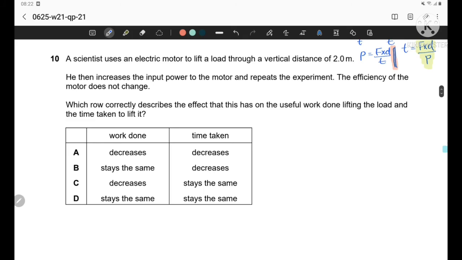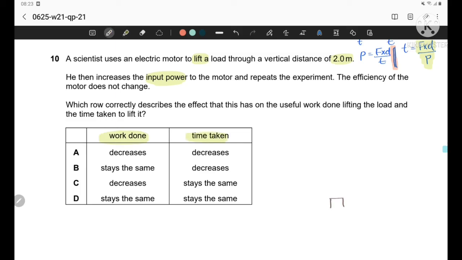Question 10. A scientist uses an electric motor to lift a load to a vertical distance of 2 meters. He then increases the input power to the motor and repeats the experiment. The efficiency of the motor does not change. Which row correctly describes the effect that this has on the useful work done, lifting the load, and time taken to lift it? So an electric motor is used to lift a load to a vertical distance of 2 meters. Now we need to know when he increased the input power of the motor, what will be the change in terms of work done and time taken.